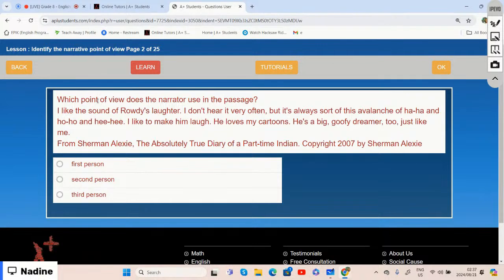Okay, we need to say which point of view the narrator uses in the passage. It says, I like the sound of Rowdy's laughter. I don't hear it very often, but it's always sort of this avalanche of ha ha and ho ho and he. I like to make him laugh. He loves my cartoons. He's a big, goofy dreamer, too, just like me. Is that in the first person, second person, or in the third person?